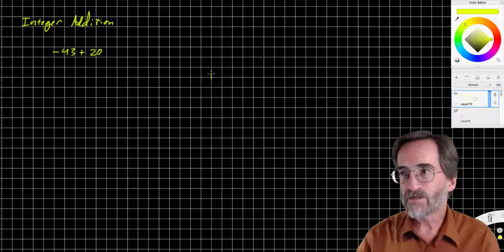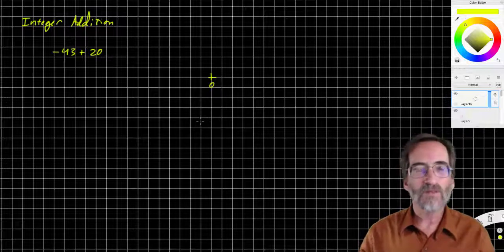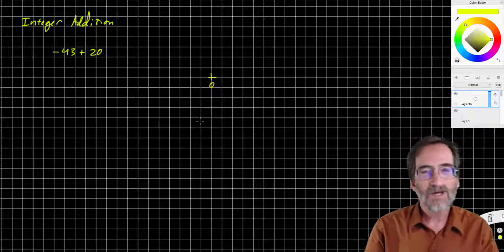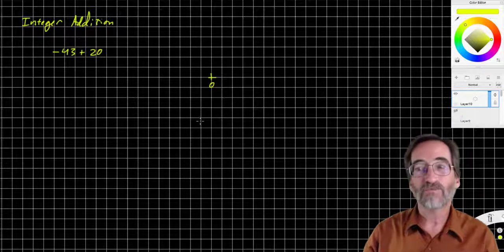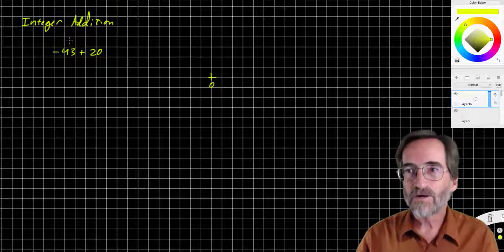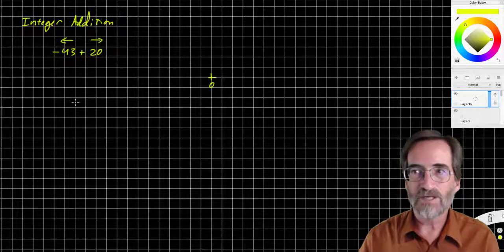Now, in this particular case, the numbers are so big that I really don't want to draw a number line with 43 spaces to the left and 20 spaces to the right. I think that would just be too labor intensive. But I still picture or imagine the number line. Negatives are numbers that go left on the number line. Positives are numbers that go right.